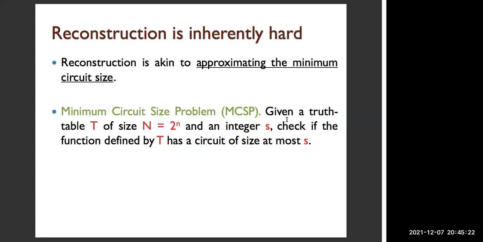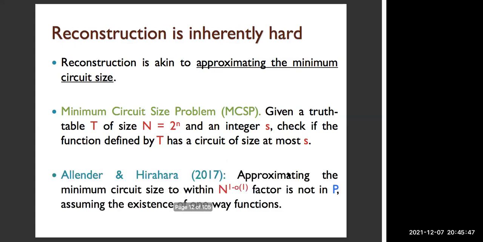So the problem statement is the following: you're given a truth table T of size 2 to the power n, so the function has n variables, and an integer s. And you wish to check if the function defined by this truth table has a circuit of size at most s.